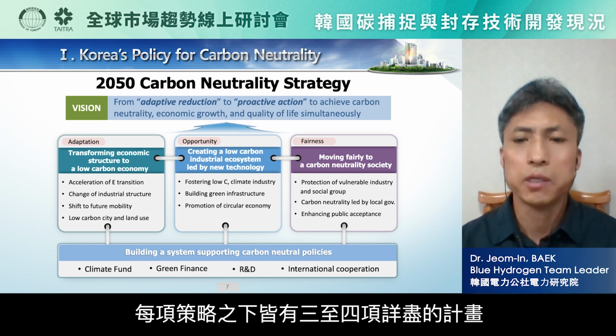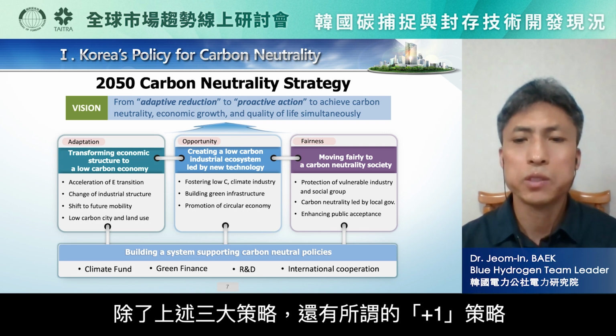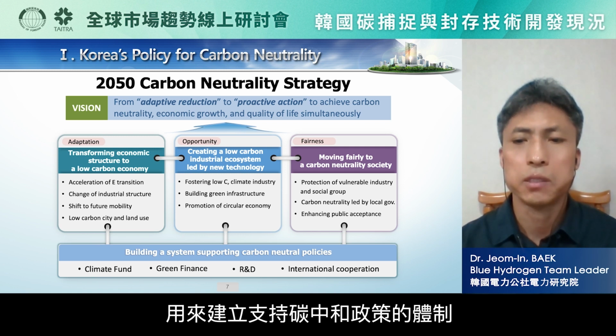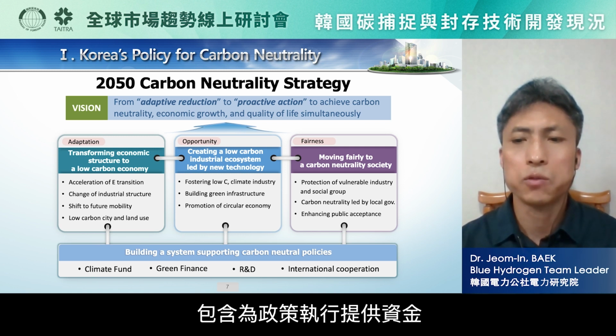Under each strategy, 3 or 4 projects were framed in detail. In addition to 3 strategies, building a system supporting carbon neutral policies was suggested as a +1 strategy. This includes financing to implement the policies.